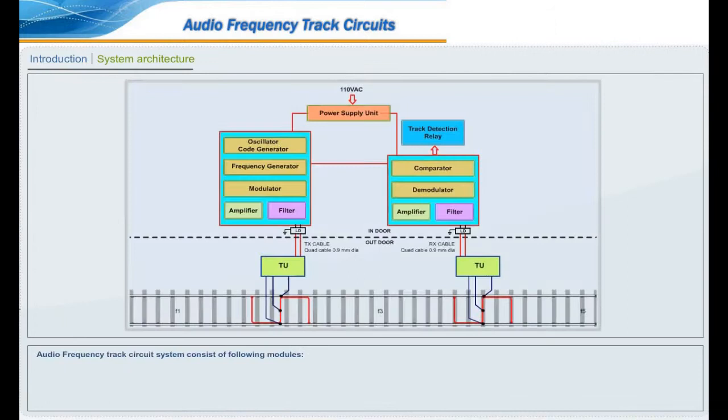Audio frequency track circuit system consists of the following modules: power supply, transmitter, surge arrestor for the protection against lightning, tuning unit, track connections, receiver, track detection relay, impedance bond.